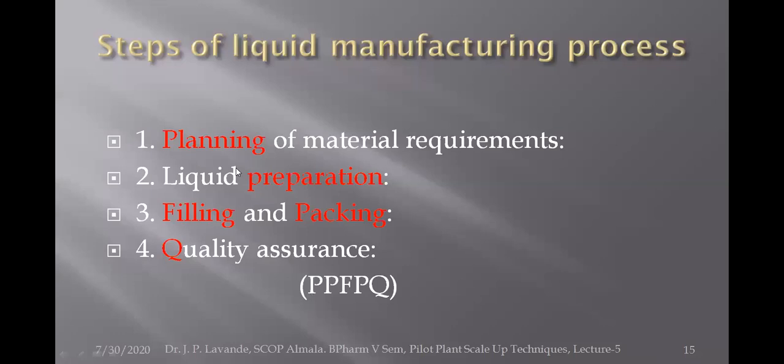The first P is the planning of the material requirement. The second P is the liquid preparation. The F is the filling. P is the packing. And Q is the quality assurance. So what are the different steps involved in the liquid manufacturing process? It is the planning of the material requirement, the preparation of the liquid, the filling and packaging, and the quality assurance.